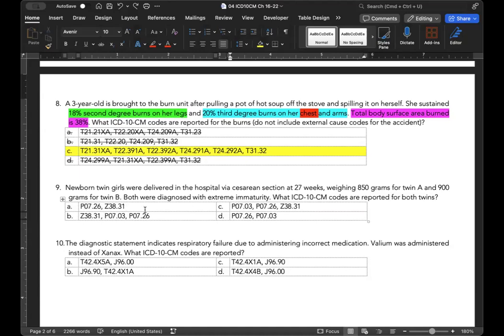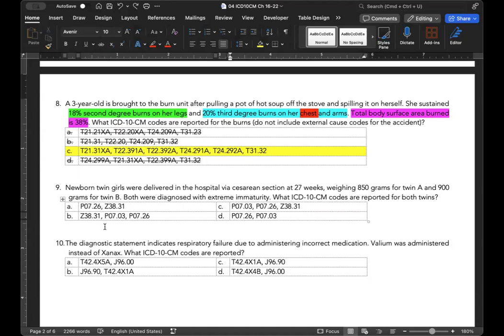Now, if we know our guidelines for newborns and the outcome of delivery, then we know that the Z38 for the outcome of delivery has to be sequenced first. Basically, on the birth episode, we have to say here's how they were born and here is the outcome of it. If we know that guideline, then we're going to know what our answer is, right? But let's say, for instance, we don't.